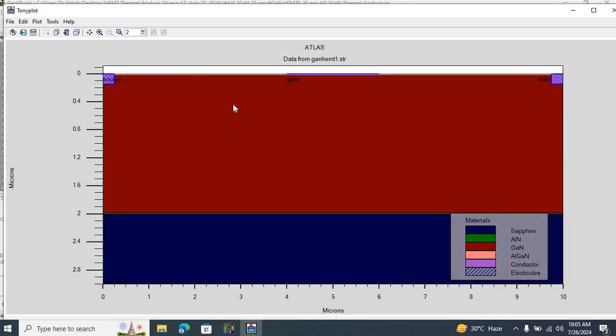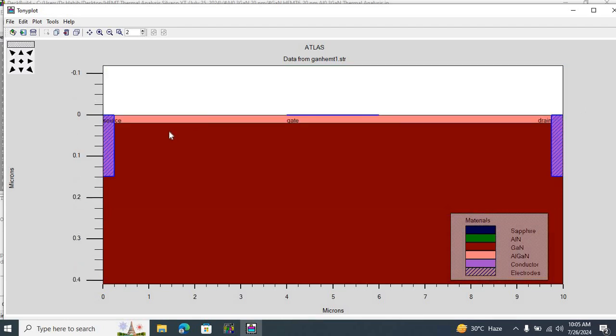Now this layer ensures that the two-dimensional electron gas is formed purely due to the polarization effects of the gallium nitride aluminum gallium nitride interface rather than the dopant atoms. Then on top of this gallium nitride layer, we have the aluminum gallium nitride buffer layer.